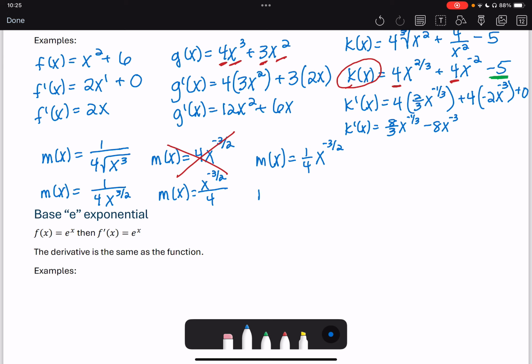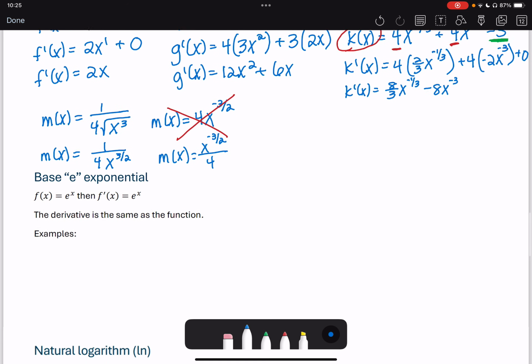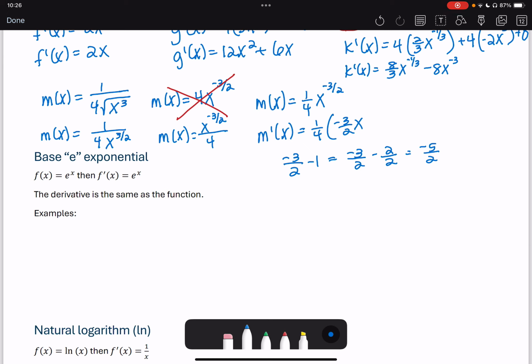So now if I take the derivative, it's 1/4 times negative 3/2 x. I'm subtracting 1 from negative 3/2. So let me just write that out here. Negative 3/2 minus 1 is negative 3/2 minus 2/2, and that is negative 5/2. Negative 5/2 is my exponent there.